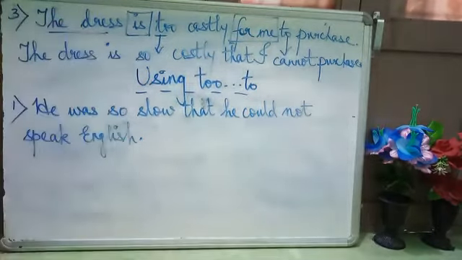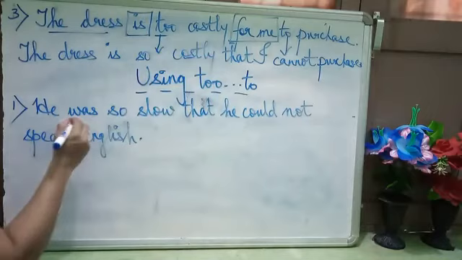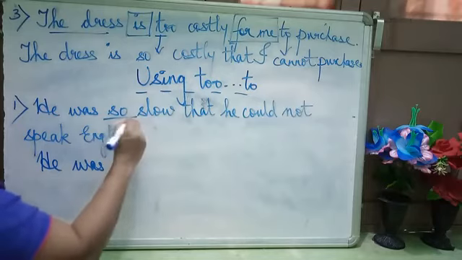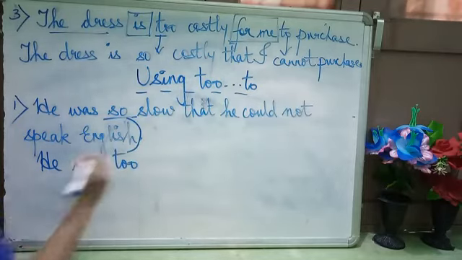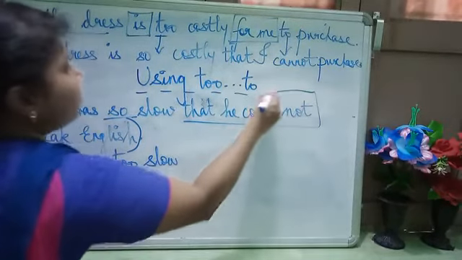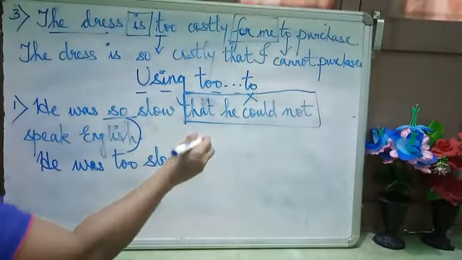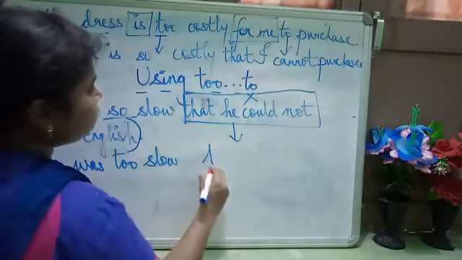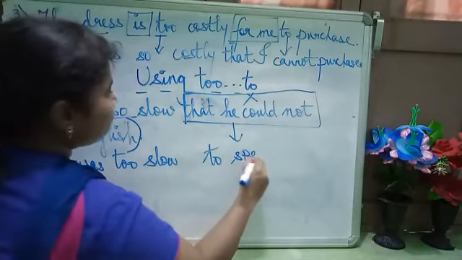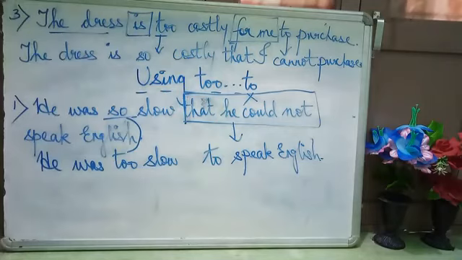Now in this, what will you do? You change the sentence using "to". It is very easy for you. "He was" you will write down, and instead of "so", you will write "too". "Slow" you will take down, and "that he could not" you have to omit. Instead of that, you have to use "to". Then "speak English". That's all.